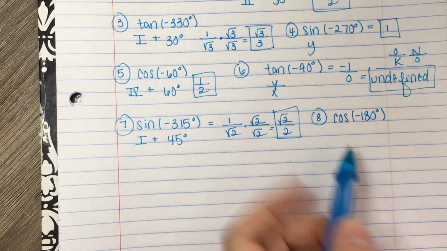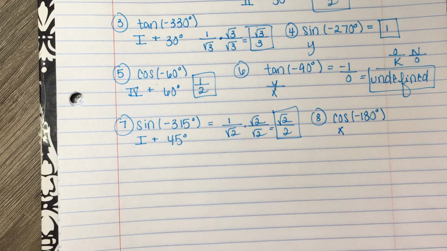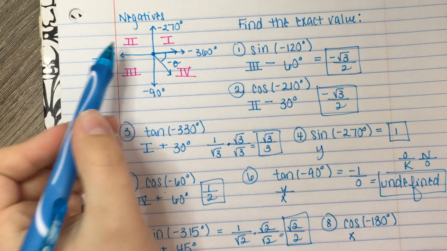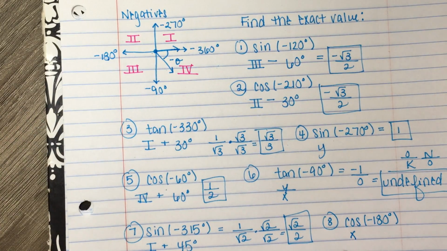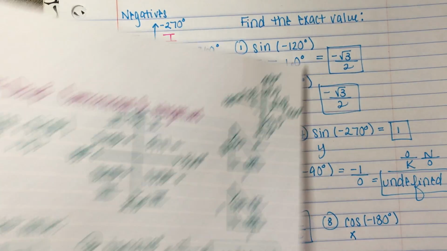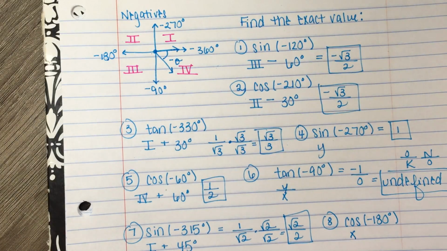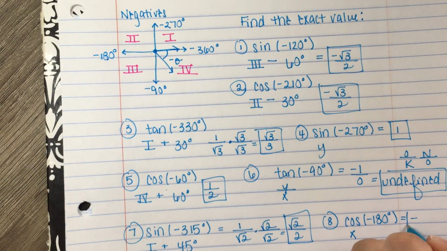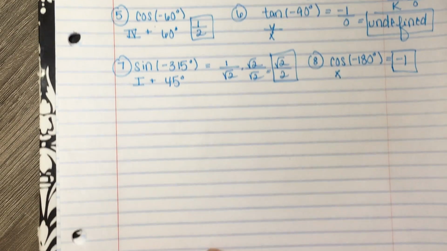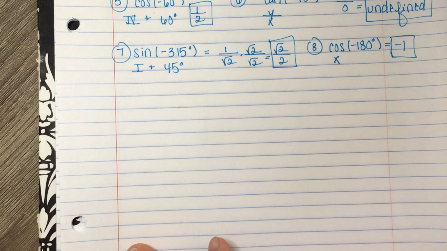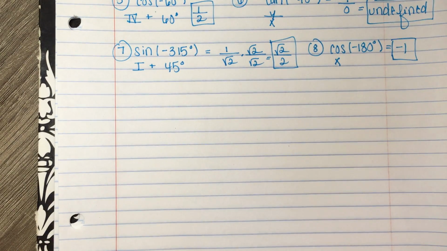All right, bells are going off. That's a quadrantal angle. Cosine's my x-coordinate, and negative 180 is the same exact angle as positive 180. So we're looking at my x-coordinate at positive 180 degrees, and that's going to be negative 1. All right, and then that's going to be it for our negatives. And now we're just going to do 4 example problems of putting the coterminals and the negatives together. So that's what we're going to do now.